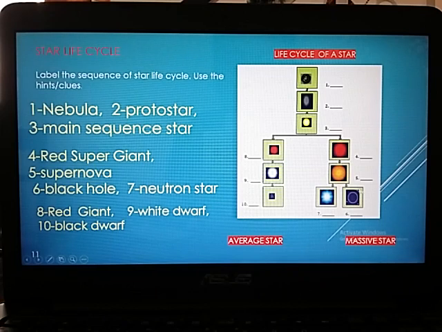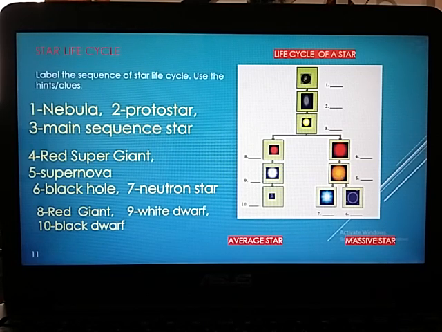Then, there is explosion of star or a supernova. Tandaan nyo, supernova ha. It's the release of large amount of energy. Elements are dispersed into space. Then, after several million years, it became a black hole. Ito number 6. A region in space where gravity is too strong that no matter can escape from it.